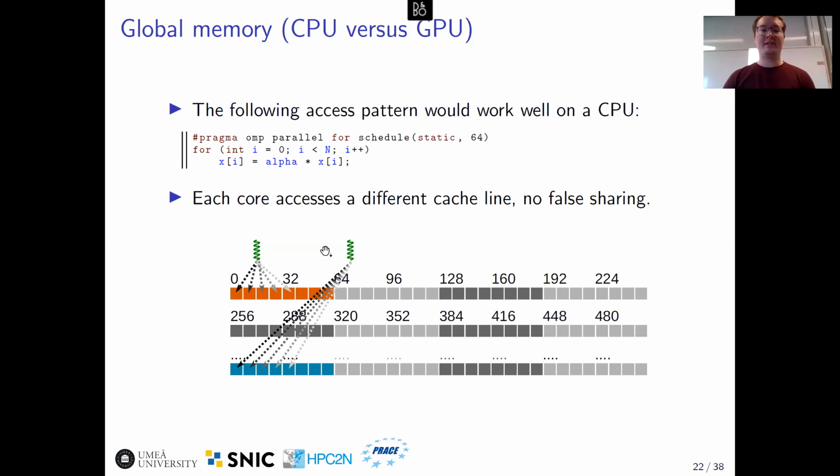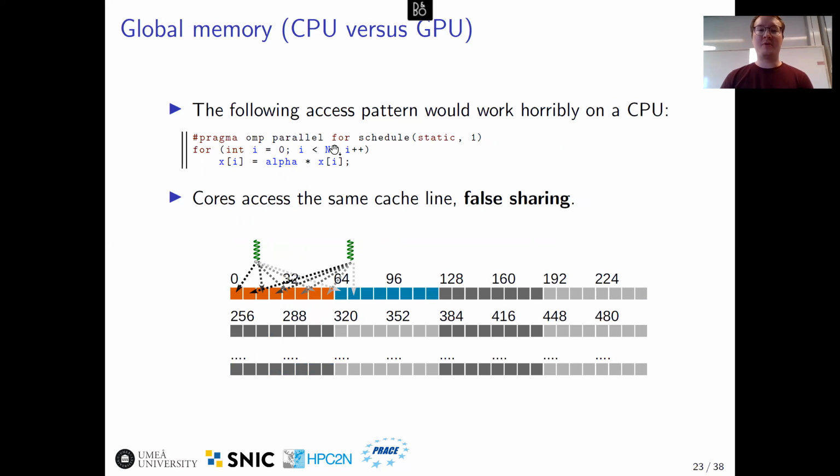So what it will look like in practice is that the first thread would start accessing here, and the second thread would start accessing here. And as long as this X vector is aligned in a suitable manner, then each thread will start accessing a different cache line. And this usually leads to reasonable performance because there is no competition between these two threads. They are accessing completely different cache lines.